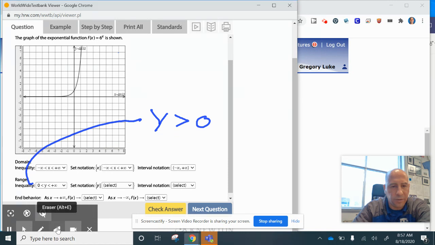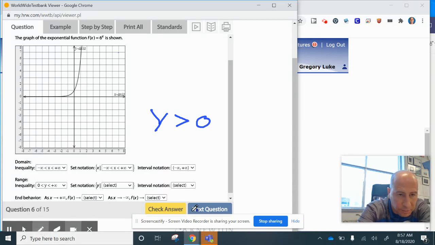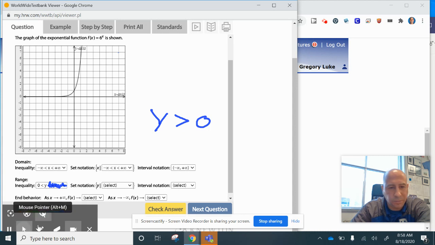Whoever wrote this, I would argue, I don't know what they're talking about. That's poor notation. It might be mathematically correct, but it's poorly written. I would argue that you should write it that way. All right, set notation is the same thing though.